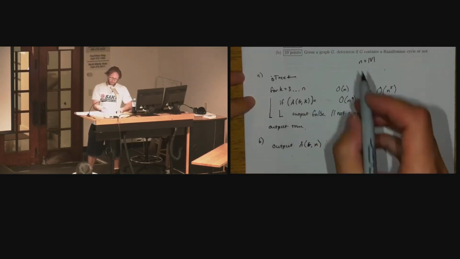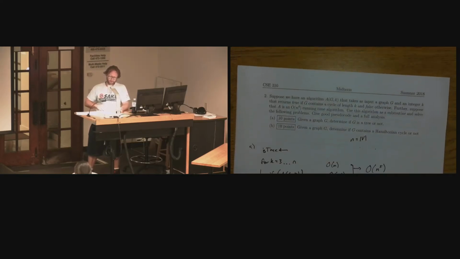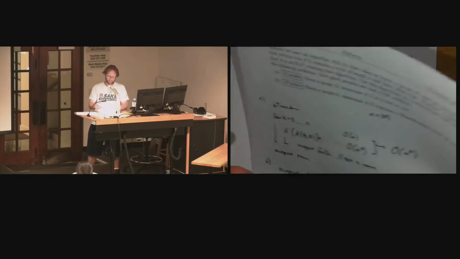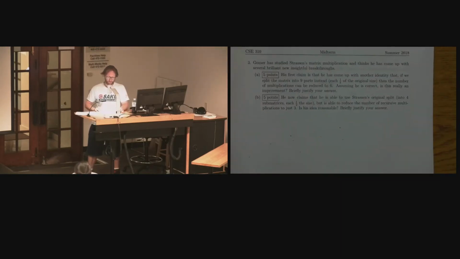Well, if A runs in order n to the 4th time, then this is going to run in order n to the 4th time, right? And that's it. Okay? Of course, there's no such algorithm known. That would imply, if there were, that P is equal to NP, right? This is an NP complete problem. These are Turing reductions, by the way, and we'll get to that at the last part of the course.